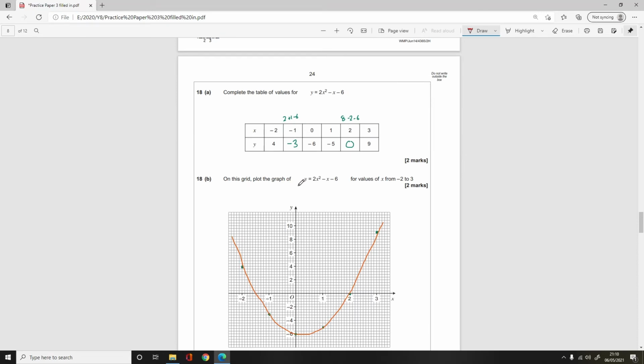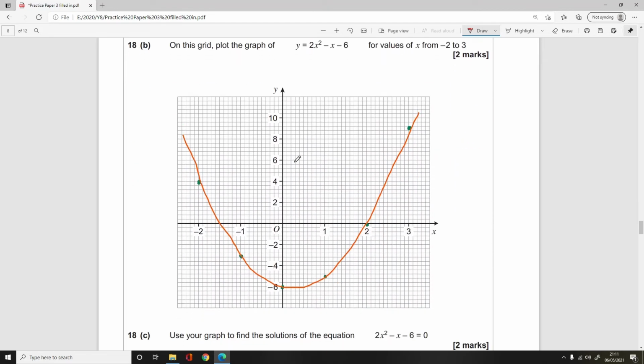For question 18, 1 mark for each of these. Just sub your values in and get your values out. Remember, if you are doing this with a calculator, you should put brackets around negative numbers when you're squaring and doing things with them. Question 18, this is the graph you should have. 1 mark if you've got 1 point in the wrong place.